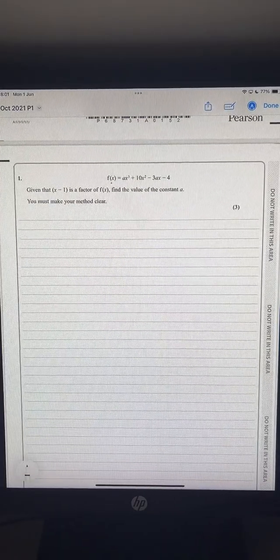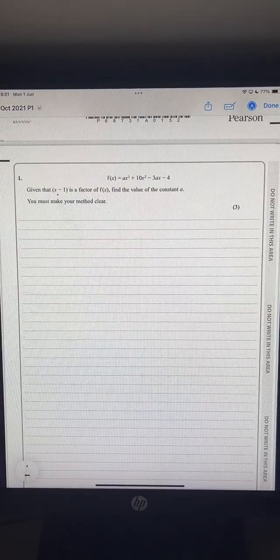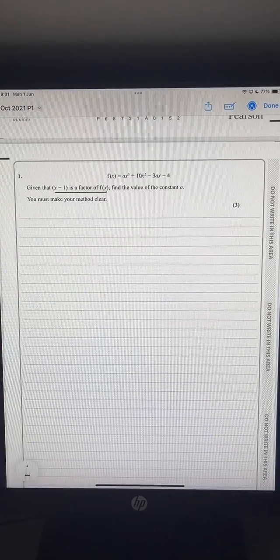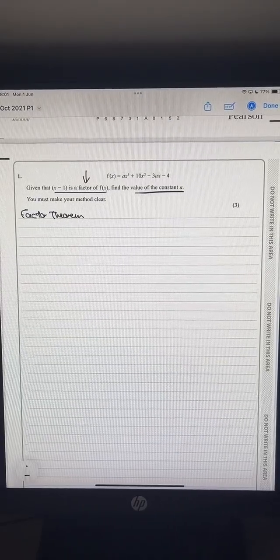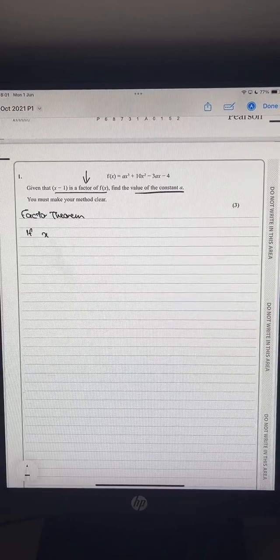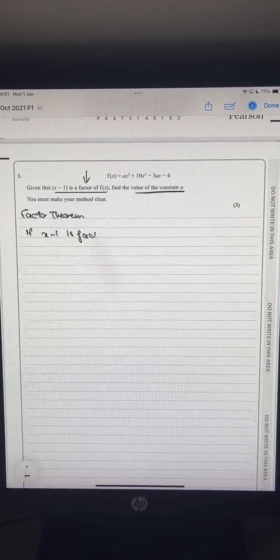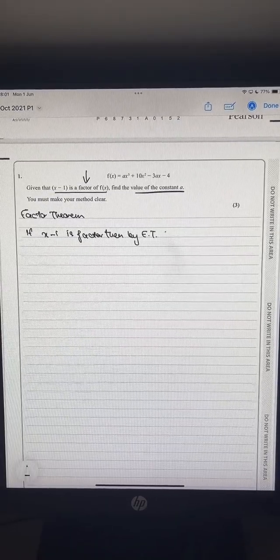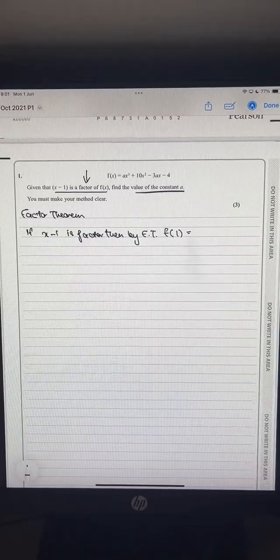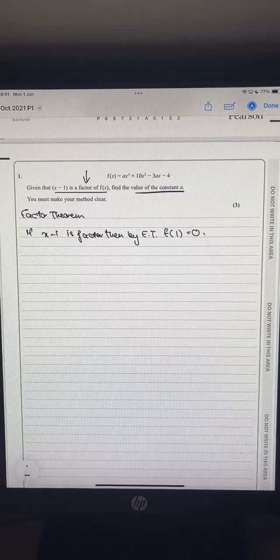So we're given a function f of x, and we're told that given that x minus 1 is a factor of f of x, find the value of the constant a. So they're telling us to find the factor, so we need to use the factor theorem. So we know that if x minus 1 is a factor, then by the factor theorem, we know that f of 1 should give us 0. So we can use this rule.